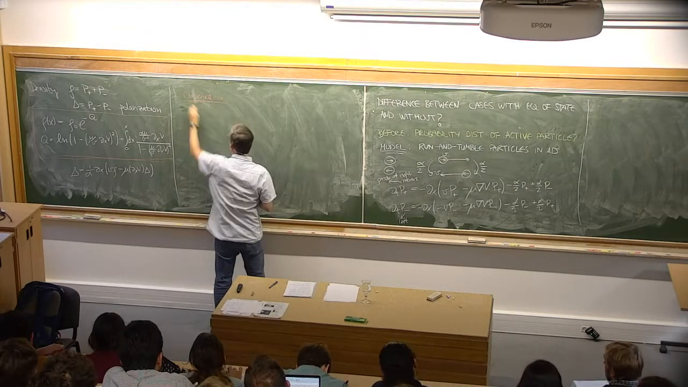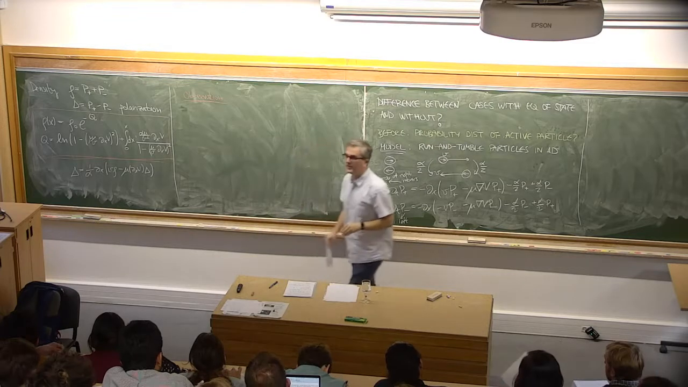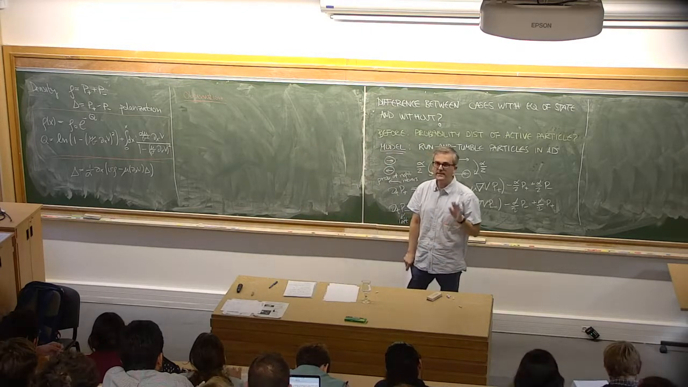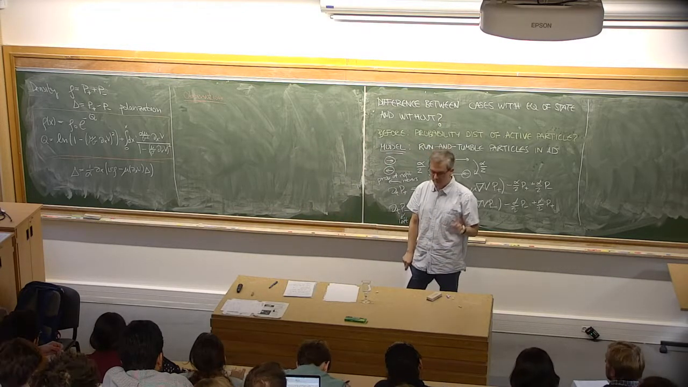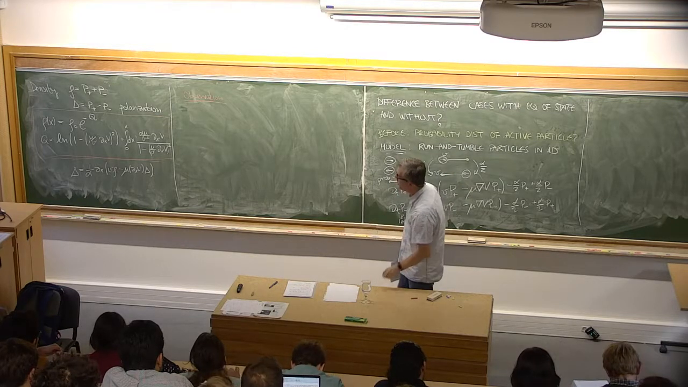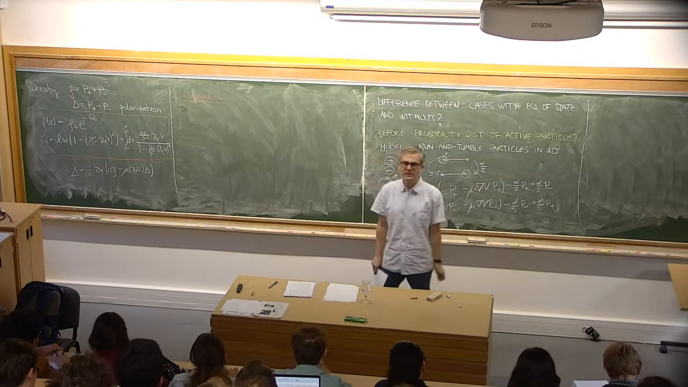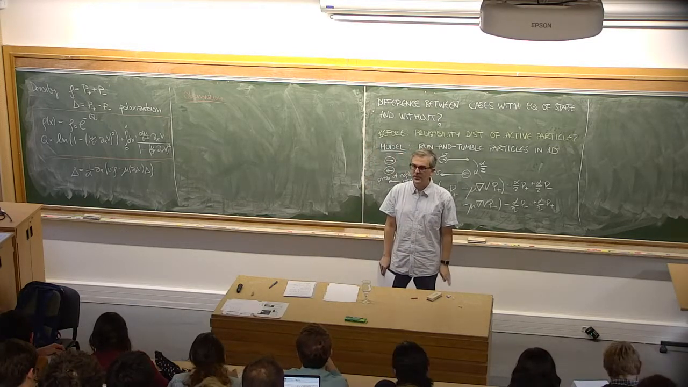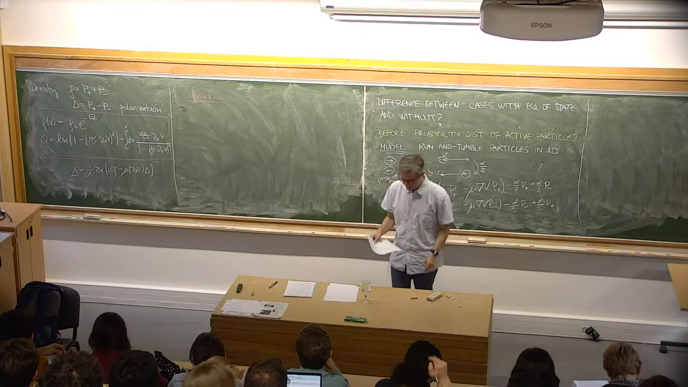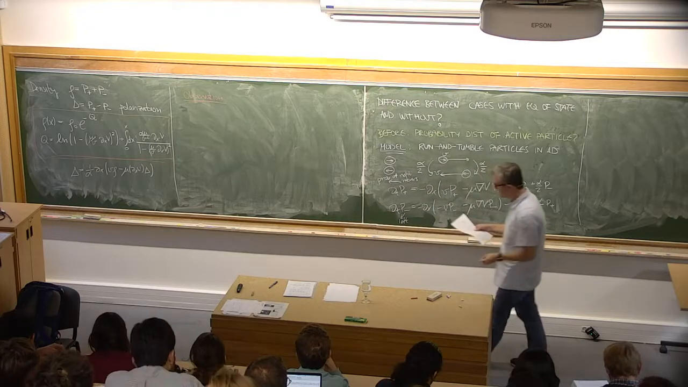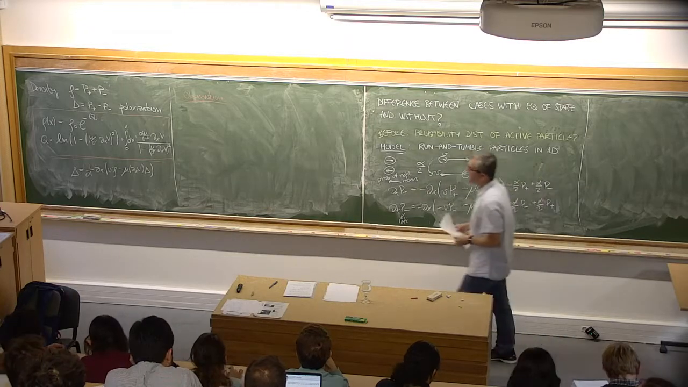Sorry? Yes, everything is in a steady state. If I didn't say that, I should have said that. So this is the steady state probability distribution. Okay, so all derivatives are equal to 0. Good.